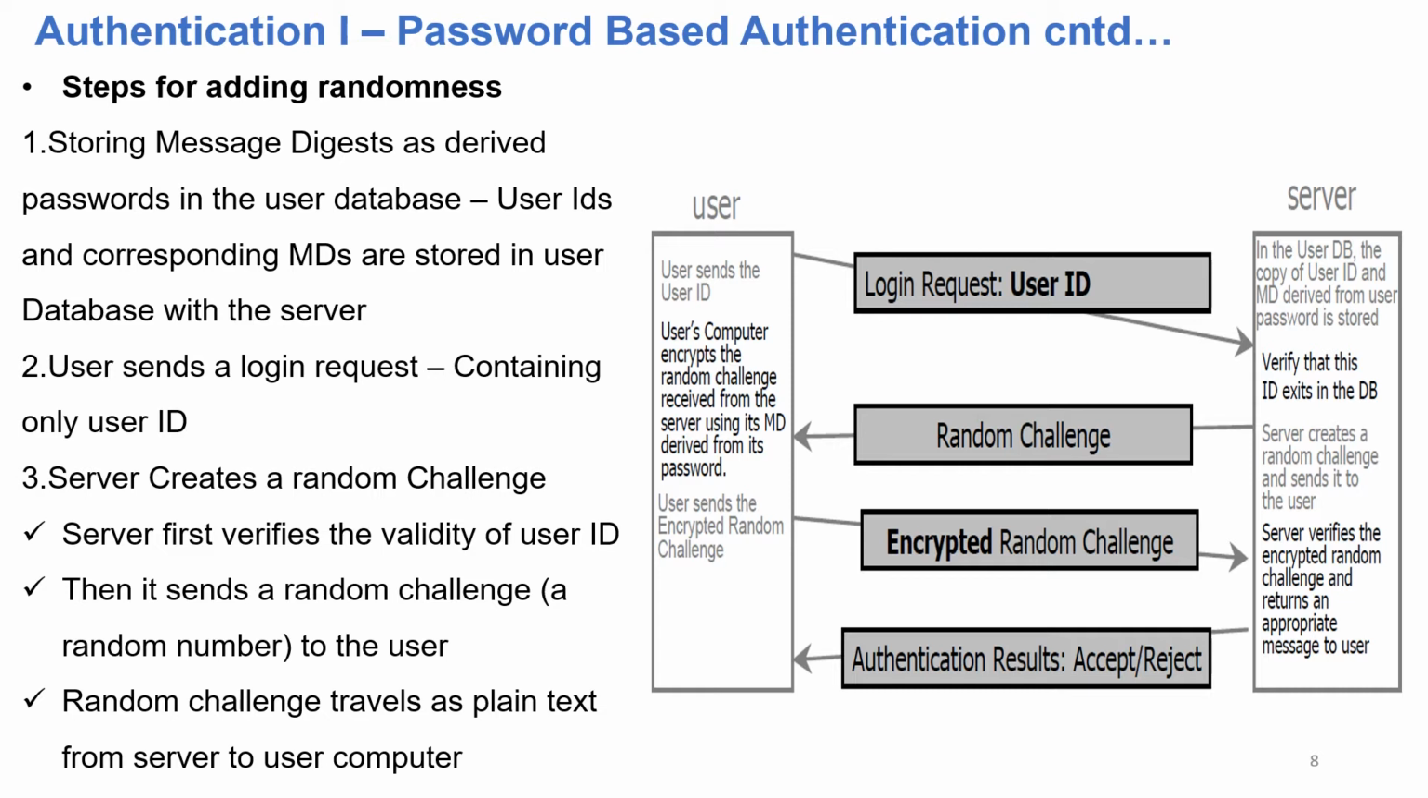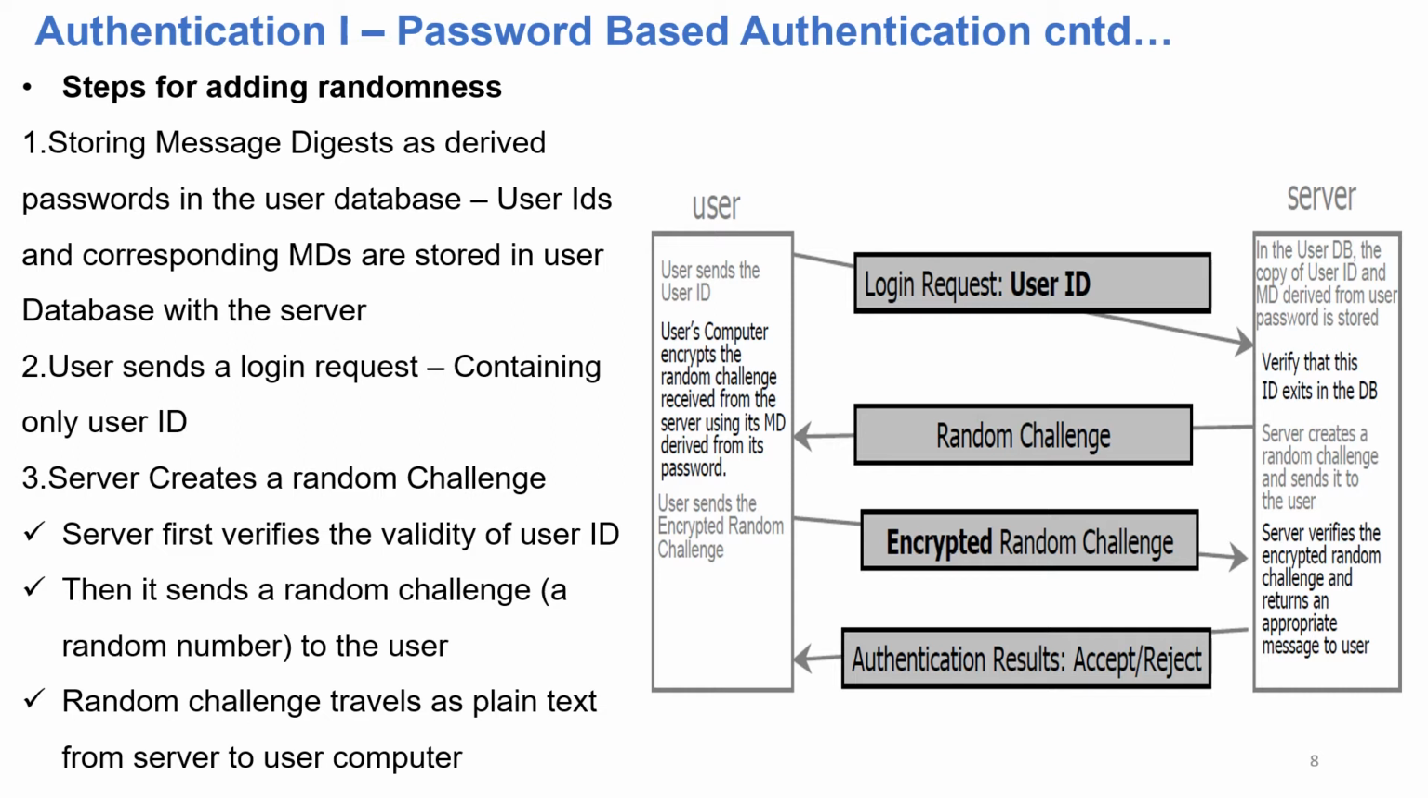Once this random challenge is encrypted using the user's message digest that is derived from the user's password, this encrypted random challenge is sent back to the server. This encrypted random challenge is then verified by the server, and if it is authentic, the authentication result is sent back as either accepted or rejected from the server to the user. So this is how adding randomness works.